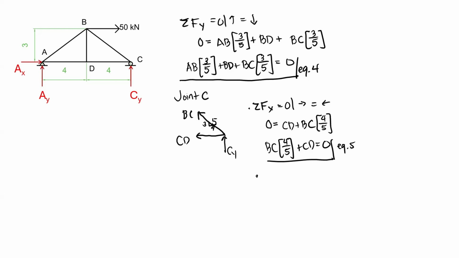Then, summation of forces vertical, 0. Going up, also going down. The force going up is CY, and plus BC times 3 over 5. Then that's equivalent to 0. This is our equation number 6.